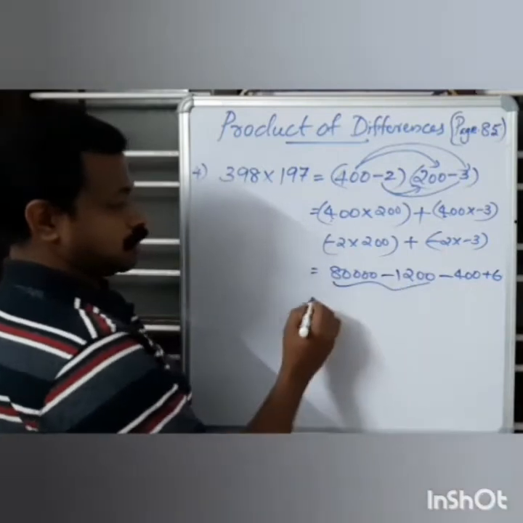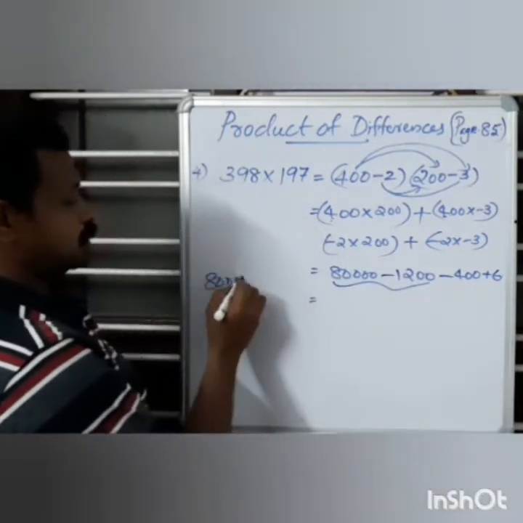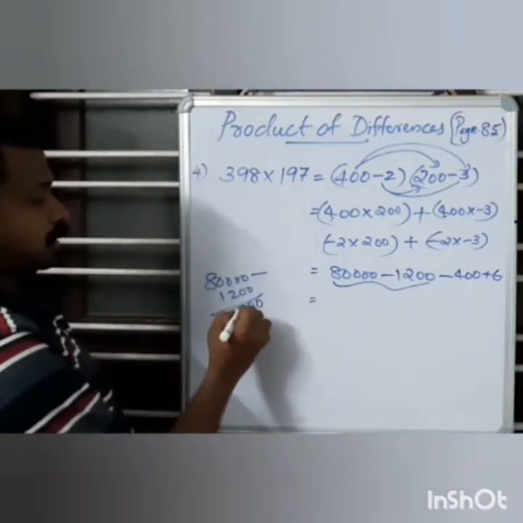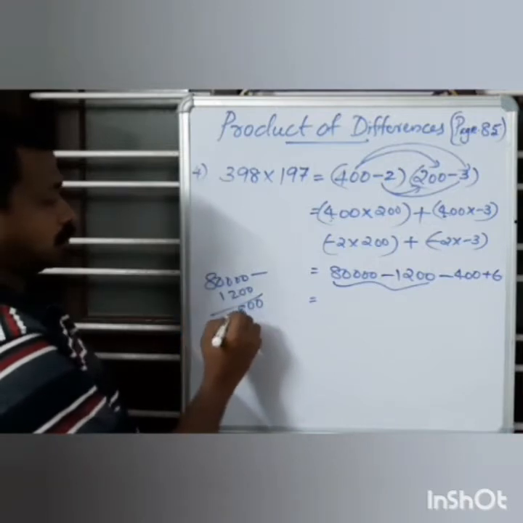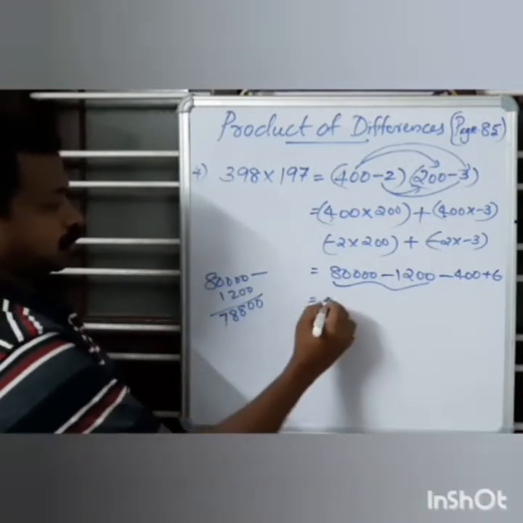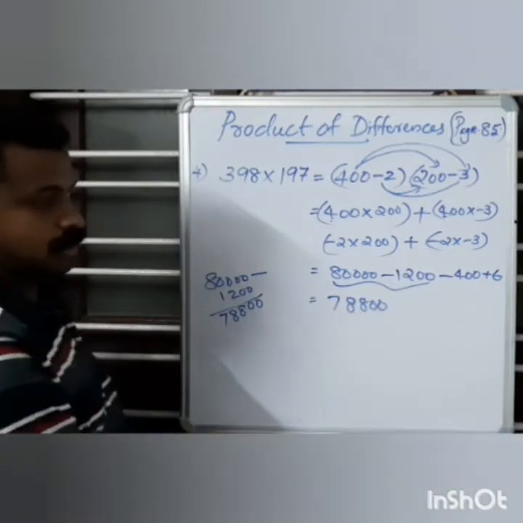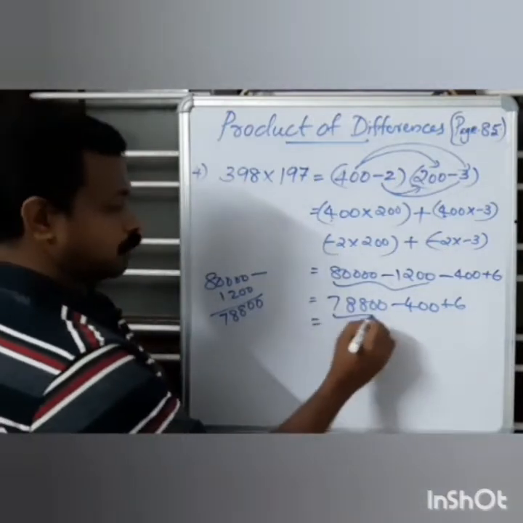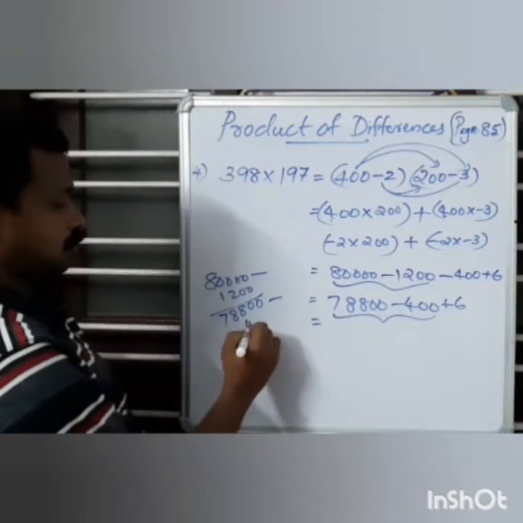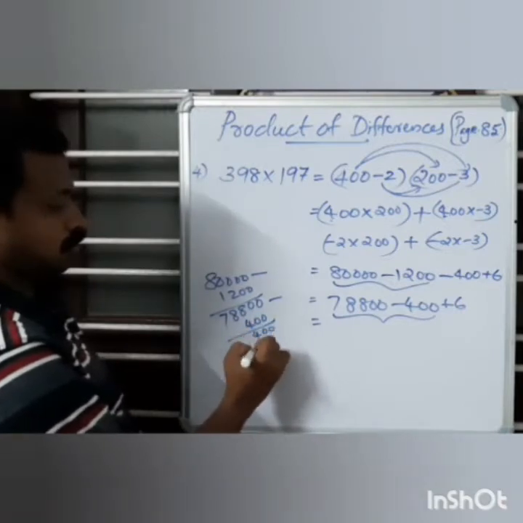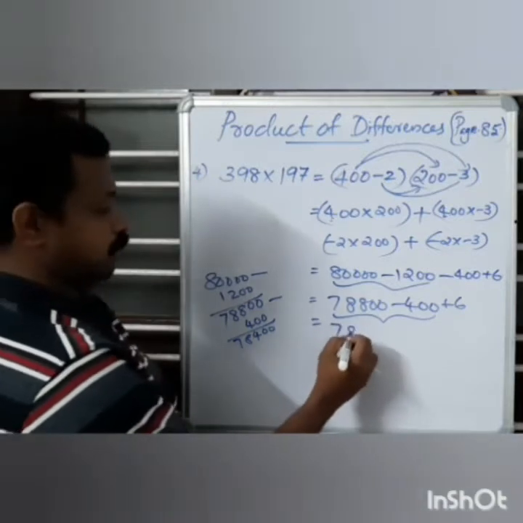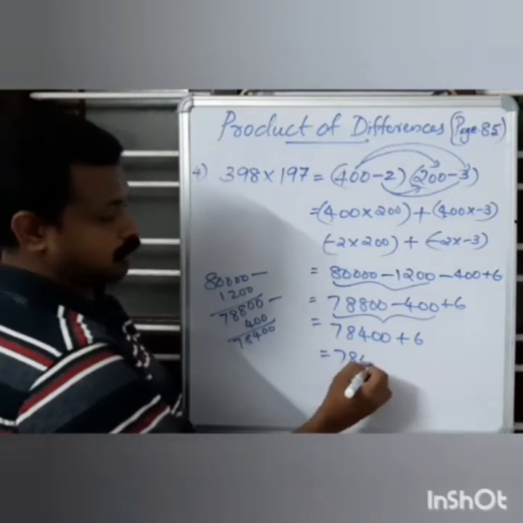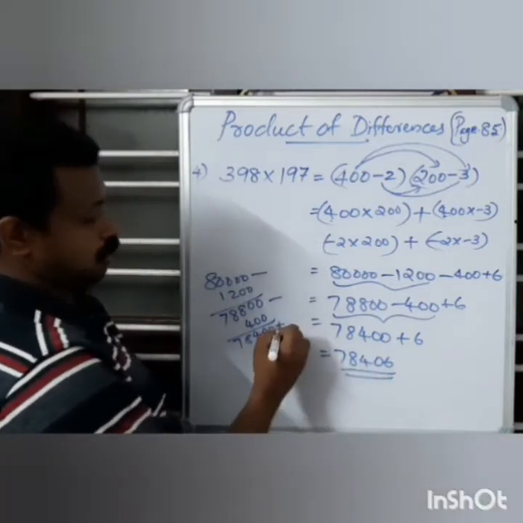This we have to subtract first. 80,000 minus 1,200 is 78,800. Then 78,800 minus 400 plus 6. Then let us subtract this one. 78,800 minus 400 is 78,400. Plus 6, the answer we are getting is 78,406. Here 6 is added.